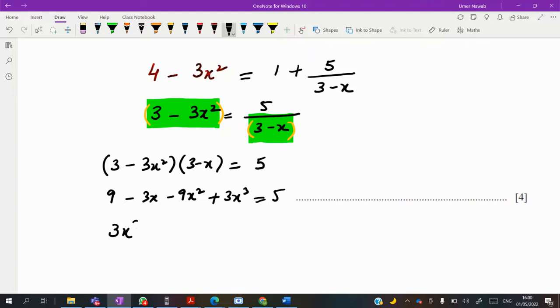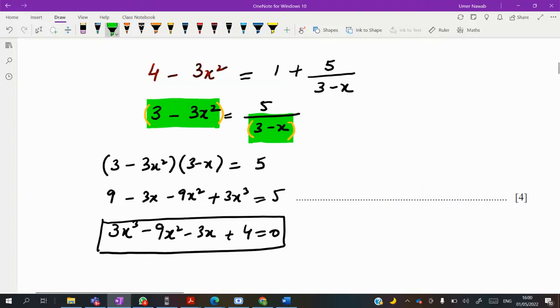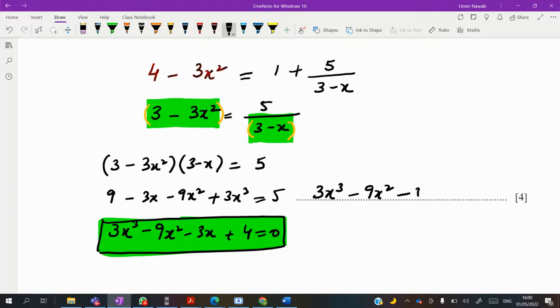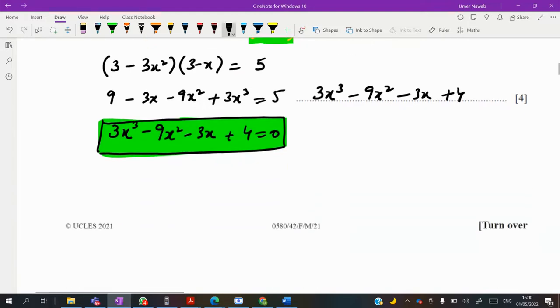3x cubed minus 9x squared minus 3x, and 9 minus 5 is plus 4. Didn't he ask us to get the cubical equation? And we found it. So I'm just copying it here: 3x cubed minus 9x squared minus 3x plus 4.